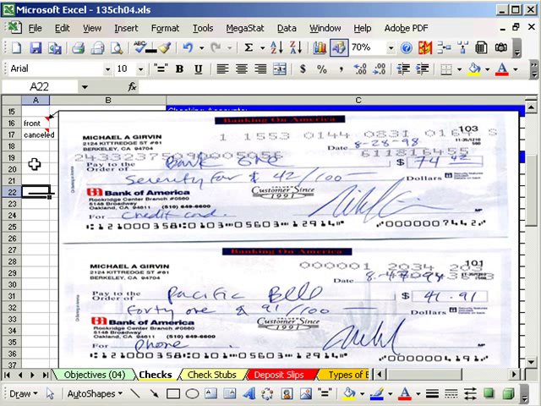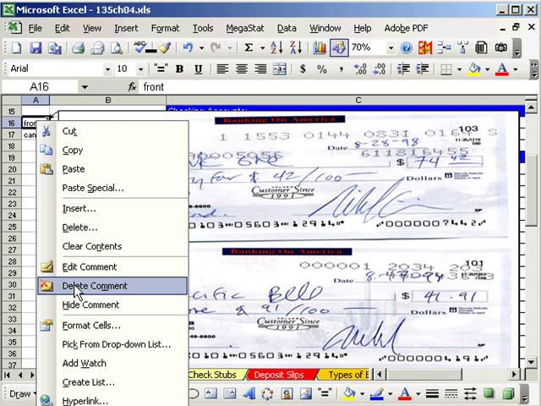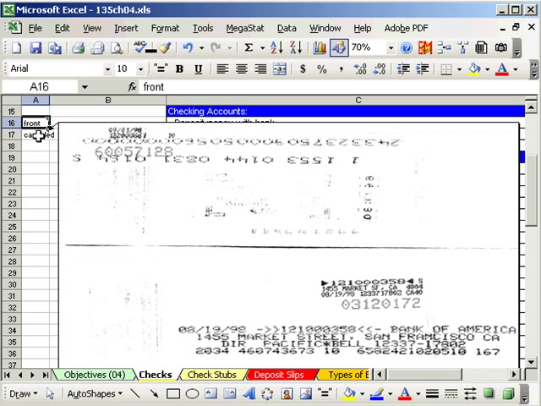Now, let's look at the back. I'm going to right-click and say hide comment. Let's look at this one here. What are all those funny little marks there? This tells you it's a canceled check. And don't forget that a canceled check doesn't mean the check has been canceled or voided or anything. It means that it's been cashed and the money has transferred from the payor to the payee.